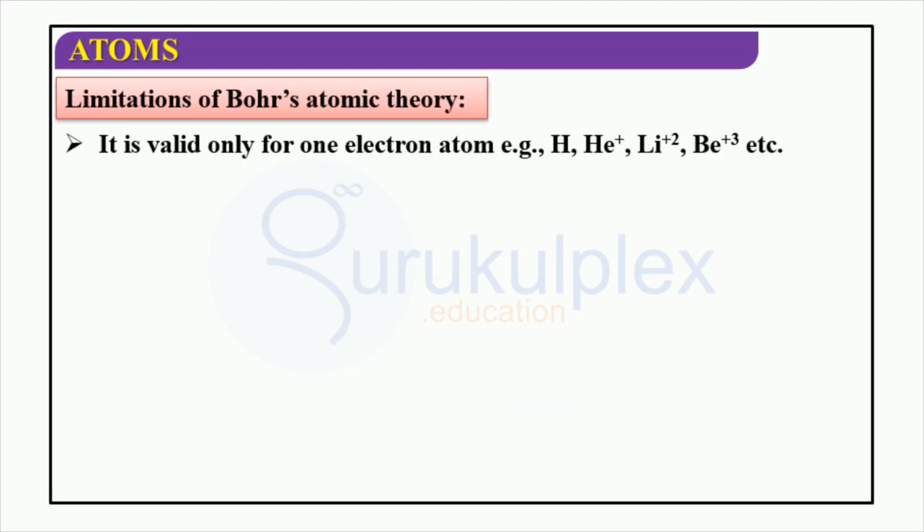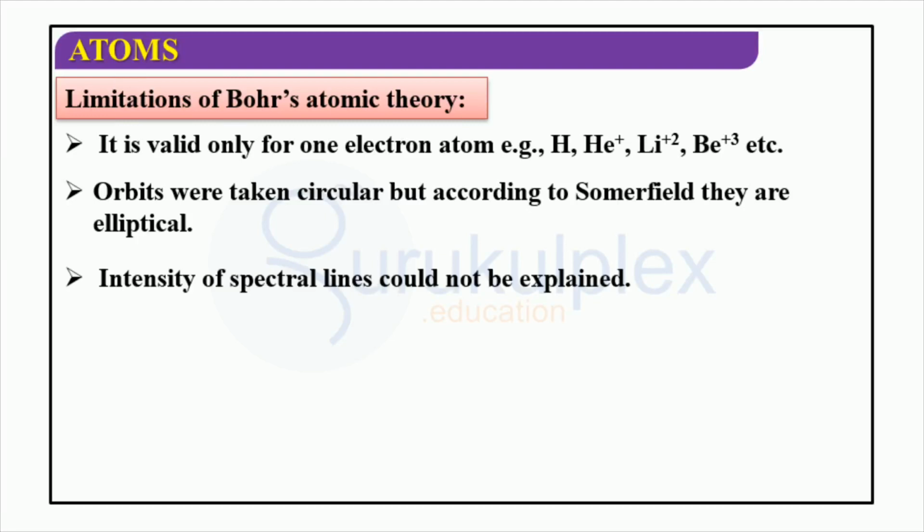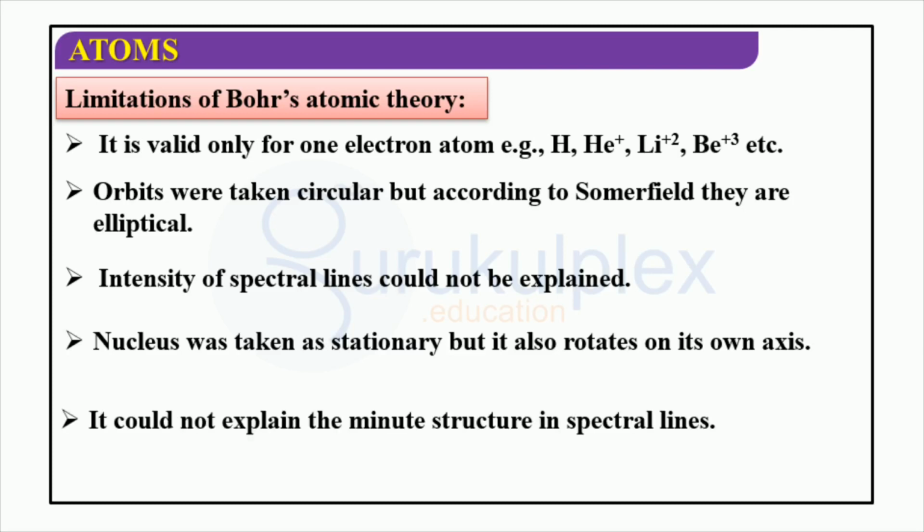Bohr's atomic theory was revolutionary for its time, yet it had its limitations. Sommerfeld revealed that orbits were not circular as the theory assumed, but rather, elliptical. It was additionally unable to explain the intensity of spectral lines or the nucleus rotating on its own axis. Though the theory was valid for single electron atoms such as hydrogen, helium, lithium and beryllium, it could not accurately depict the minute structure of spectral lines.